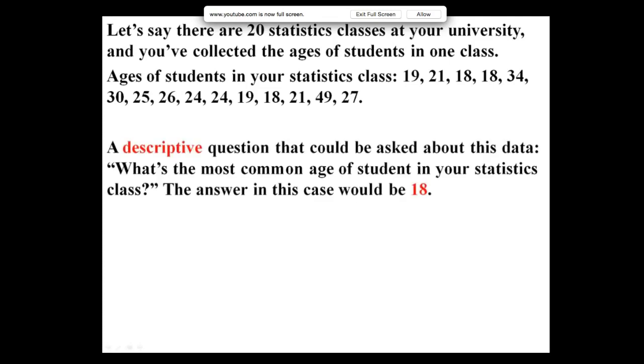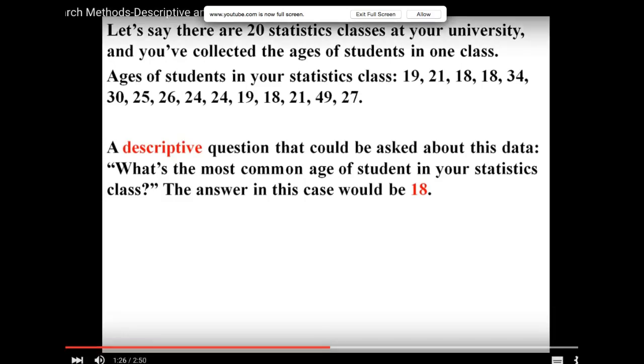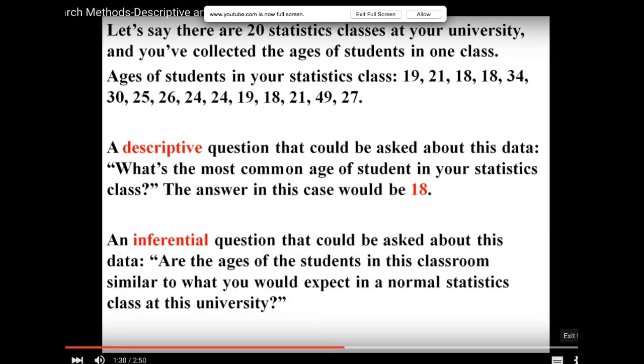A descriptive question that could be asked about this data is, what's the most common age of student in your statistics class? Which, in this case would be 18 because you have the most 18s out of everything. And an inferential question that could be asked about this data is, are the ages of the students in this classroom similar to what you would expect in a normal statistics class at this university? See that the first one is just asking us to describe data, while the second one is asking an additional question about that data.